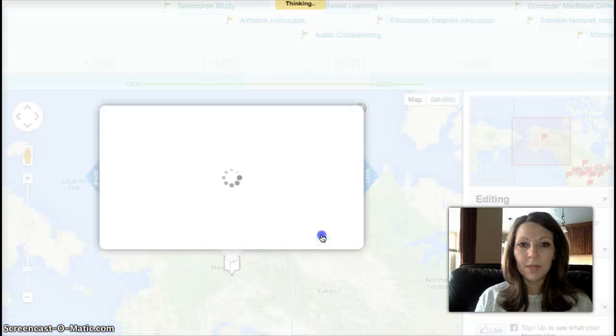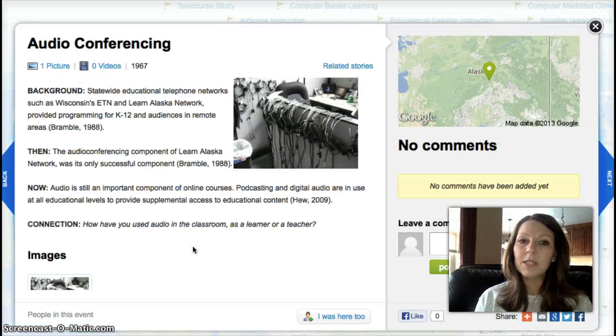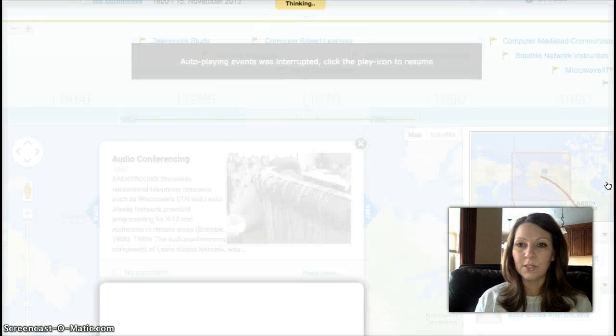Audio conferencing in 1967. There were some statewide educational telephone networks such as Wisconsin's ETN and the Learn Alaska Network. This was set up to provide programming for K-12 and audiences in remote areas. Sadly, the audio conferencing component of Learn Alaska Network was its only successful component. However, today, audio is a really important component of online courses. We have podcasting and digital audio. Those are in use at all educational levels to provide supplemental access to educational content. How have you used audio in the classroom as a learner or as a teacher?